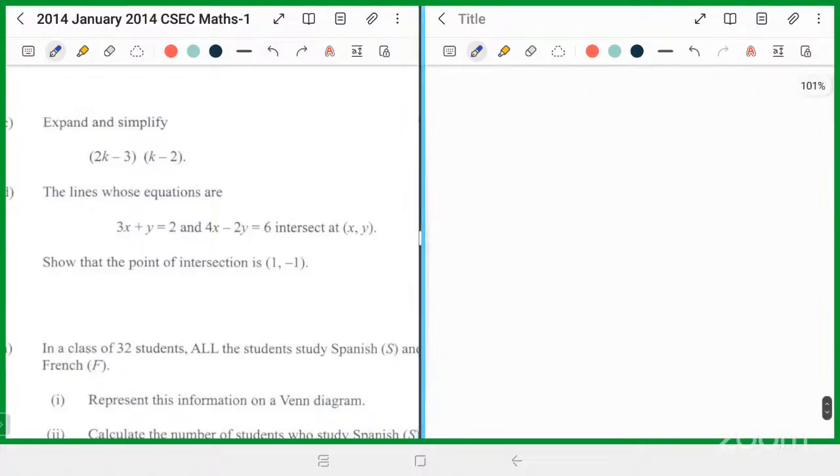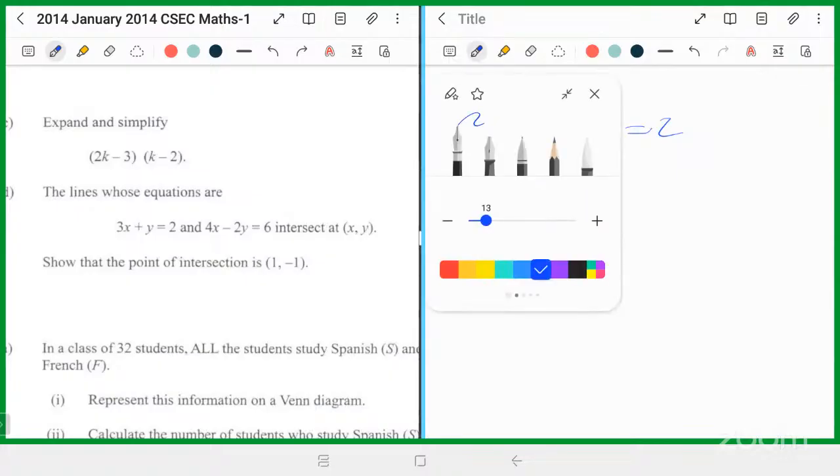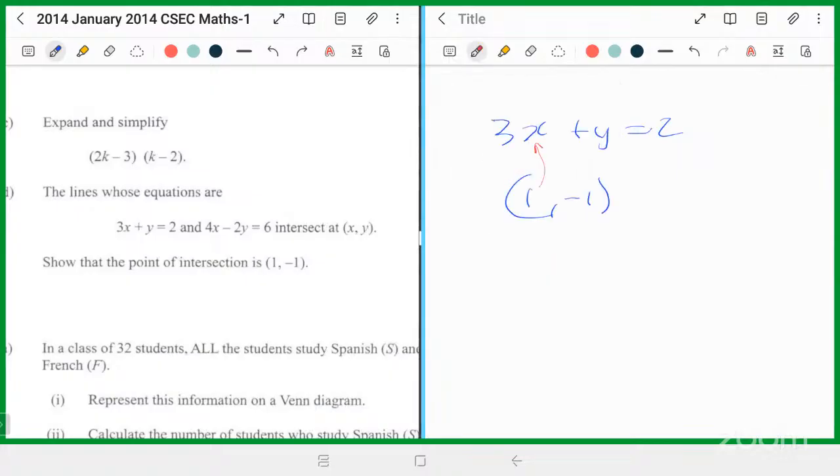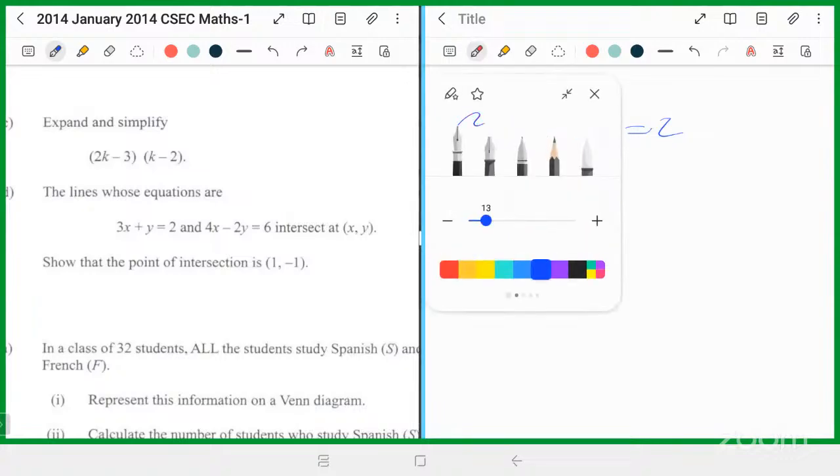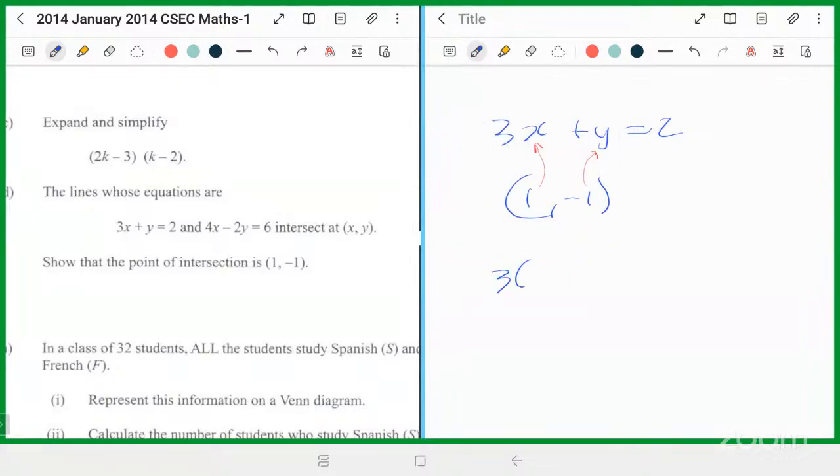So for example, we have 3x plus y equals 2. Test the point 1, negative 1 in there. How do you do that? We substitute the x right here with 1 and the y with negative 1. When you do that substitution, you get 3 times 1 plus negative 1, which is 3 minus 1, which is equal to 2, which is true. So it means that that point is on that line.